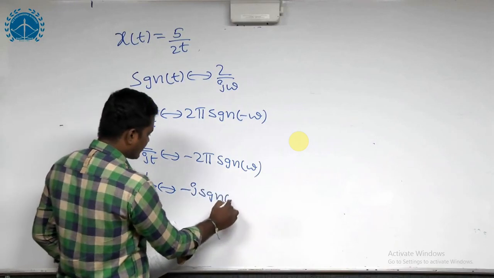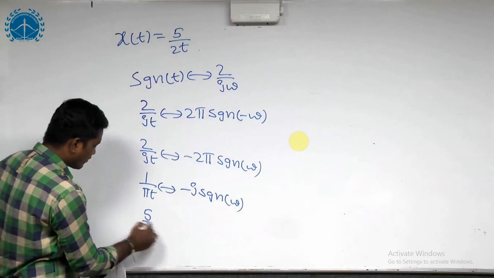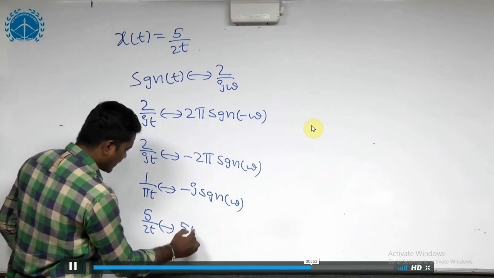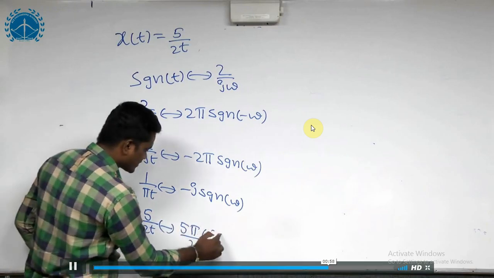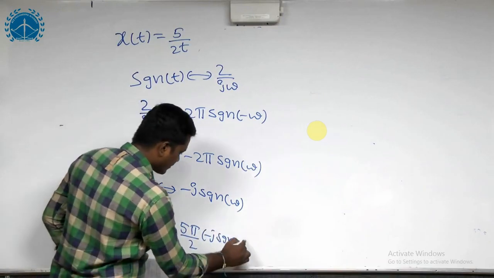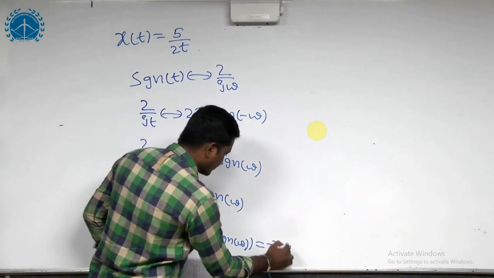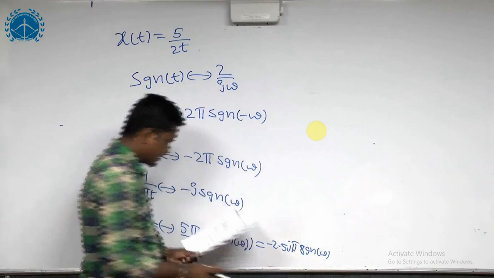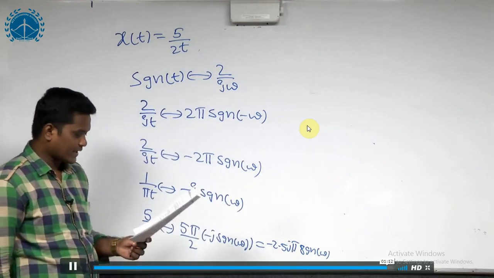signum of omega. But the problem is asking 5 by 2t. So 5 by 2t Fourier transform is 5 pi by 2, with pi going this side, and minus j signum of omega. So this equals minus 2.5 j pi signum of omega. This is the answer. So the answer is C, minus 2.5 j pi signum of omega.